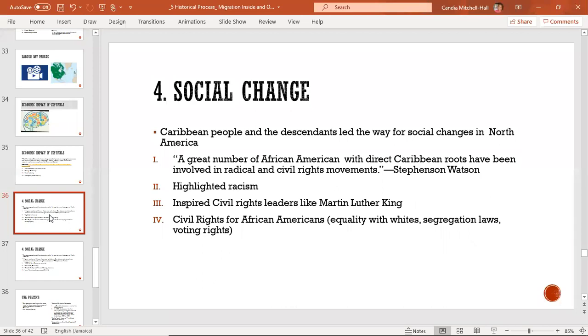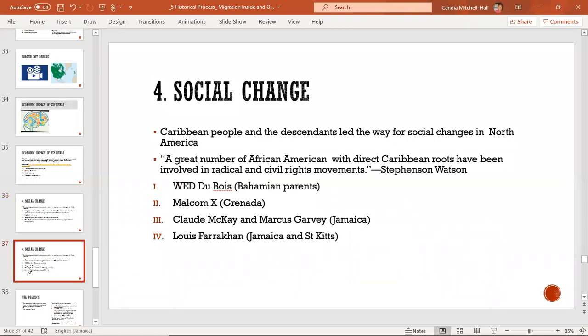And civil rights, we need civil rights in terms of equality with rights, and we need to do away with the segregation laws, and we need voting rights, right? So we know for sure that we have influenced social changes in these countries. In fact, Martin Luther King was influenced by persons of Caribbean descent who were involved in the Pan-African movement in the US. So for example, Du Bois, who had Bahamian parents, Malcolm X. Malcolm X actually, his parents were from Grenada.